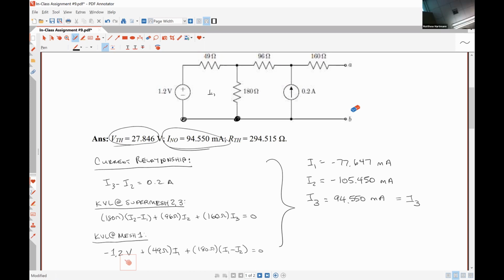Absolutely, that's a perfect way to do it. So 27.846 divided by 0.09455 is 294.51 and some change ohms. So the suggestion was that R Thevenin is equal to V Thevenin divided by I Norton, which is perfectly acceptable. What if we wanted to check our work?